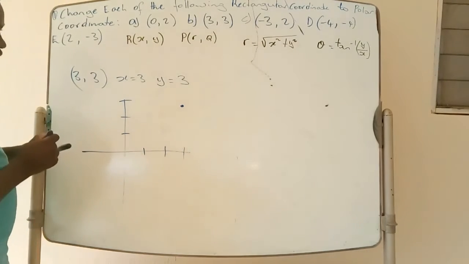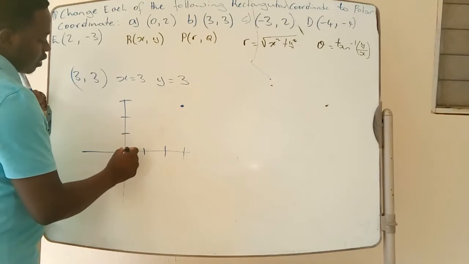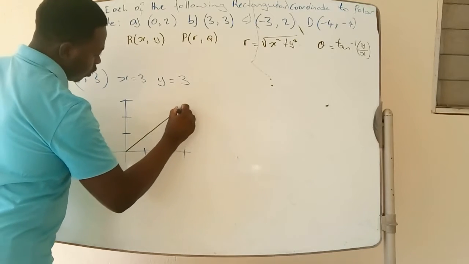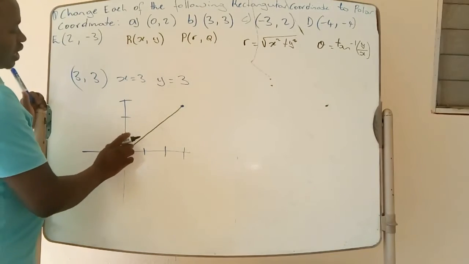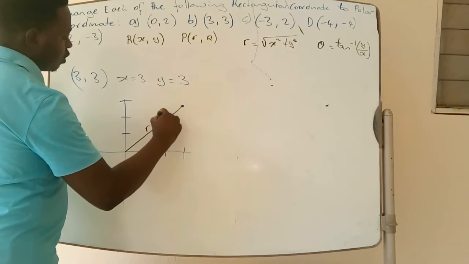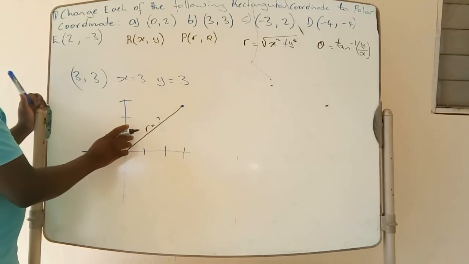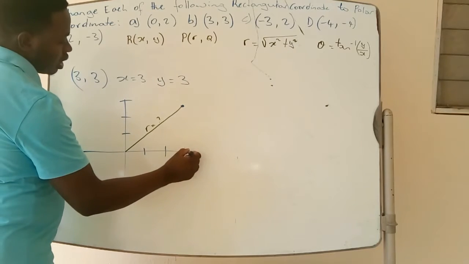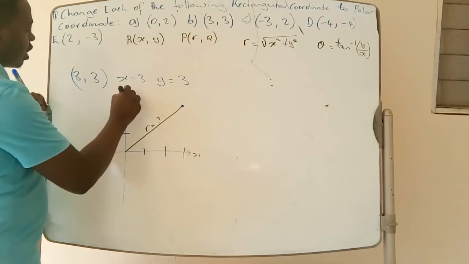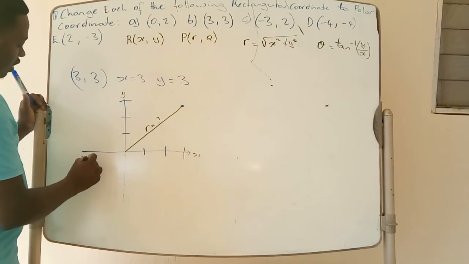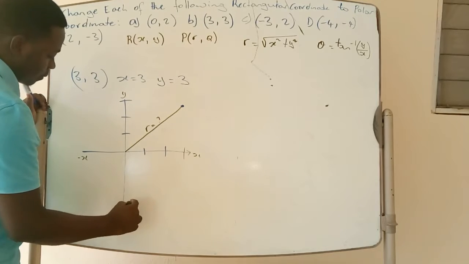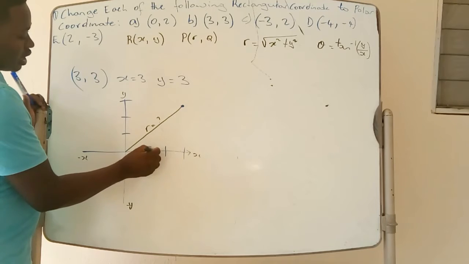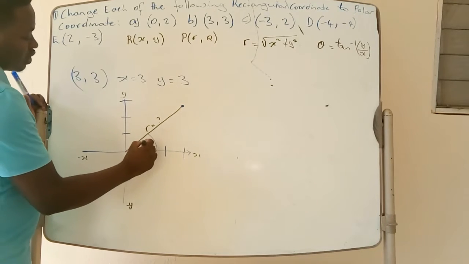We need a line, which is the radius, that connects this point to the origin. So we draw a straight line to this point here, and this line is the radius, r, which is what we want to find. Now, how do we know where theta is? Theta is measured from the x-axis. This is x and this is y, and this is negative x and this is negative y. If we measure from this line in an anti-clockwise direction, then this is the angle that we need. So theta is going to be here.